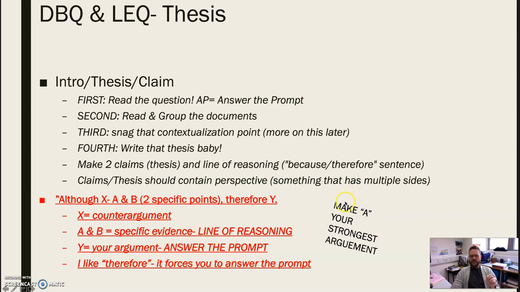One thing I do want to point out here is make A your strongest argument. Whatever you feel like you're going to be strongest in, make that to be A. And I'll get to a reason why in a second. So, remember, although X, A, and B, therefore Y.